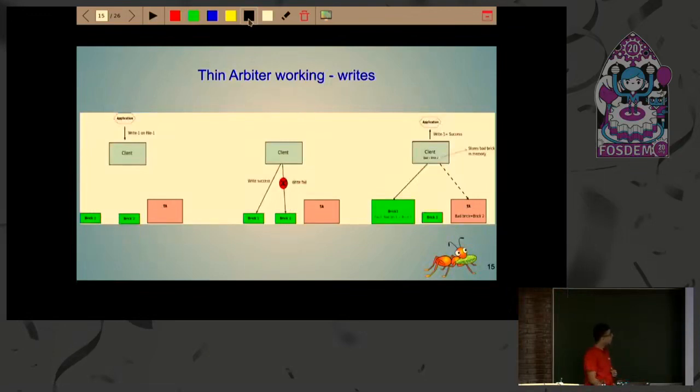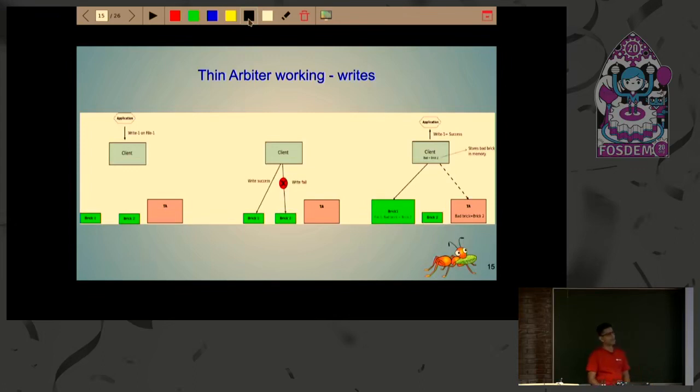So let's look at how thin arbiter works for writes and reads. Let's assume that the application is writing something on file 1 and you have brick 1, brick 2 and thin arbiter. And let's say the write failed on the second brick and succeeded on the first brick. So what AFR does is, before sending back the response to the application, it marks on the first brick that there is some pending operation on the second brick. So it essentially marks that brick 2 is bad. That information is marked both on the first brick and also on the thin arbiter. After marking that, it also stores in memory which brick is good and which brick is bad.